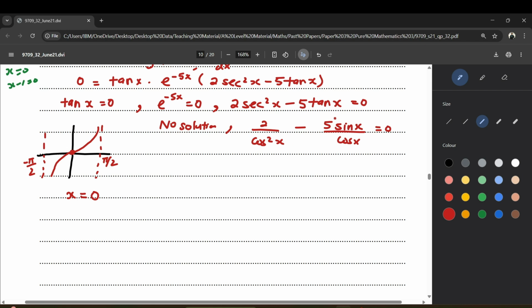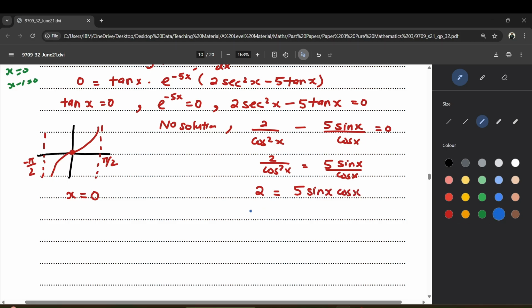Then we can shift this entire expression on the other side. So this becomes 2 over cos squared x equals 5 sine x over cos x. Okay. Then I can multiply both sides by cos squared x. So when this cos squared x multiplies, one of the cos x will cancel. So we will be left with 5 sine x cos x.